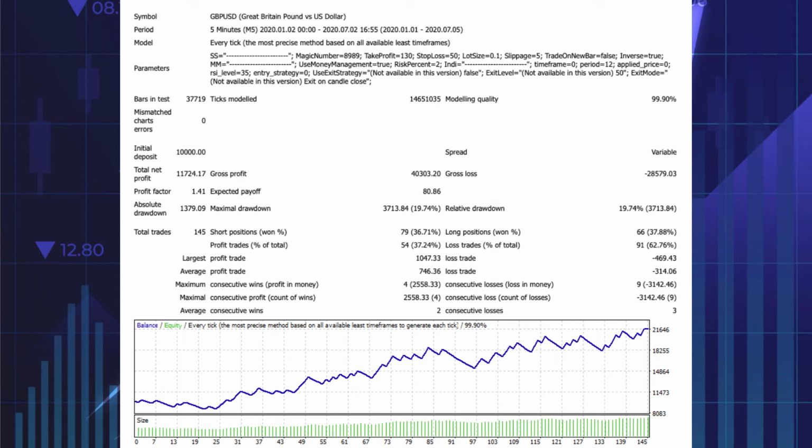Now, looking at the figures, going from top to bottom, this is pound dollar, the 5-minute time frame, from the 2nd of January 2020 until the first few days of July 2020. And you can see the initial deposit is $10,000, and it's grown to just double that. Now looking at it, 20% drawdown, which is probably okay for individuals, I think.